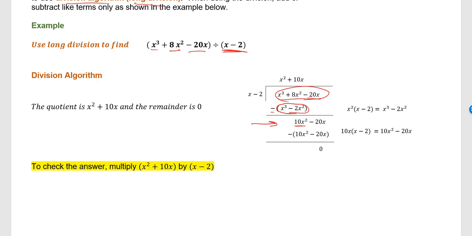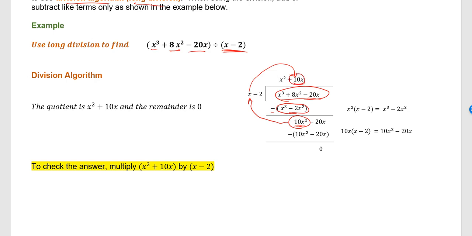Now hold this thought. We still have to do an additional step, just like what we did. So take the first term here, which is 10x squared, divided by the first term here. So 10x squared divided by x is just 10x.